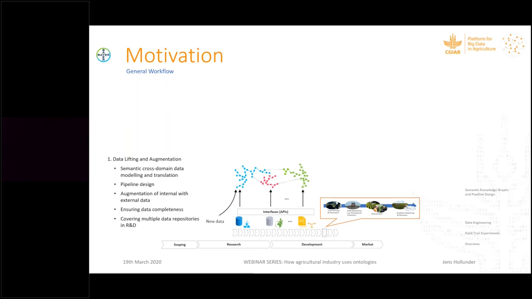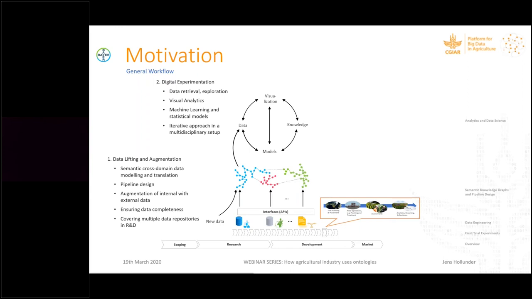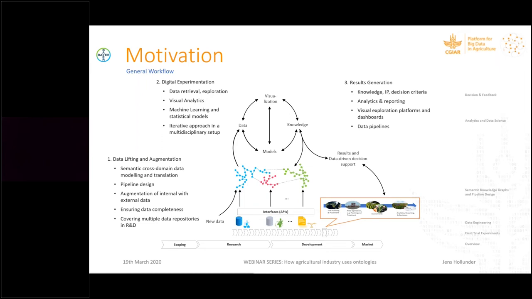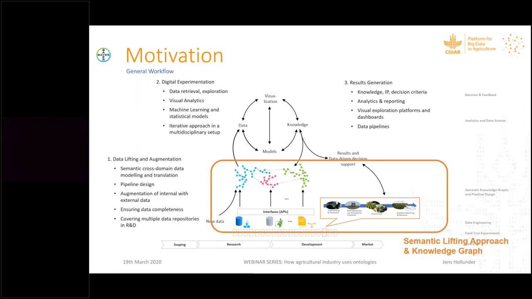In the second step, this knowledge representation is used to do digital experimentation, for instance, to apply computational approaches and to build minimal viable products in an iterative approach. In the third step, the results and corresponding validation, interpretations, and reports are used to communicate and to support the decision making. In this talk, I will focus mainly on the semantic lifting approach, and I have some slides for field trial use cases with some applications where we're using the generated knowledge representation.